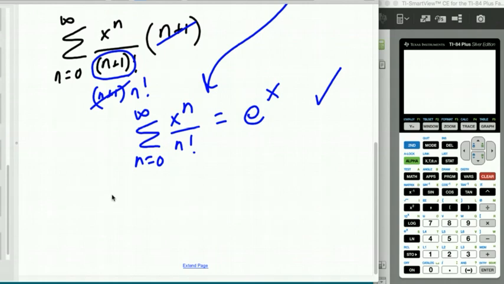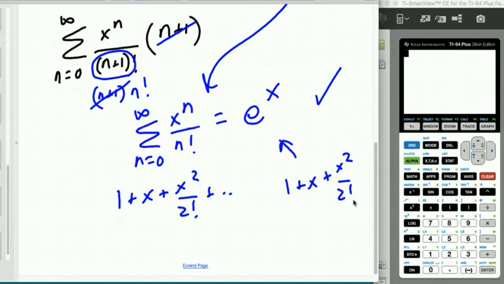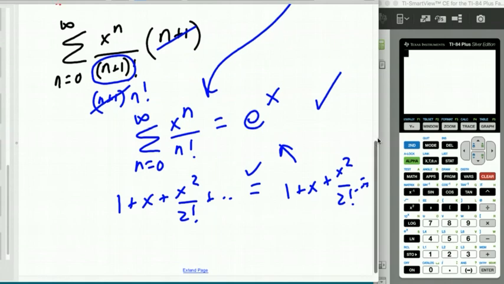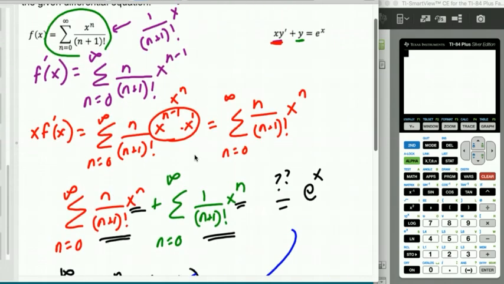And you can see that because that would be 1 plus x plus x squared over 2 factorial, etc. And this side would also be the same thing, right? 1 plus x plus x squared over 2 factorial, dot, dot, dot is what I meant there. So they're the same, and it is a solution. So just kind of showing you how that works.